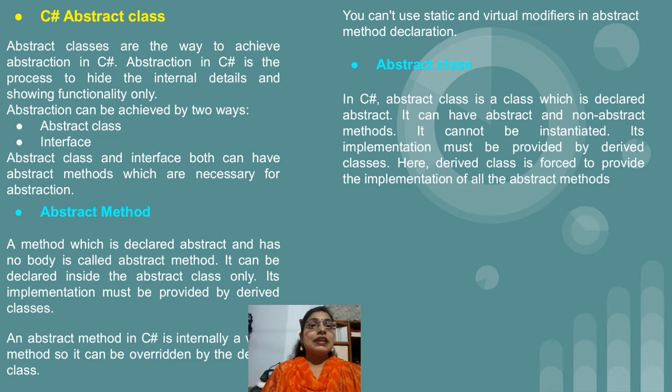Again, if you want to declare an abstract method, then we make use of the abstract keyword. An abstract method is not having a body, means it is not having any definition. In an abstract class we just declare the abstract method, and the definition will be written or defined in the derived class.